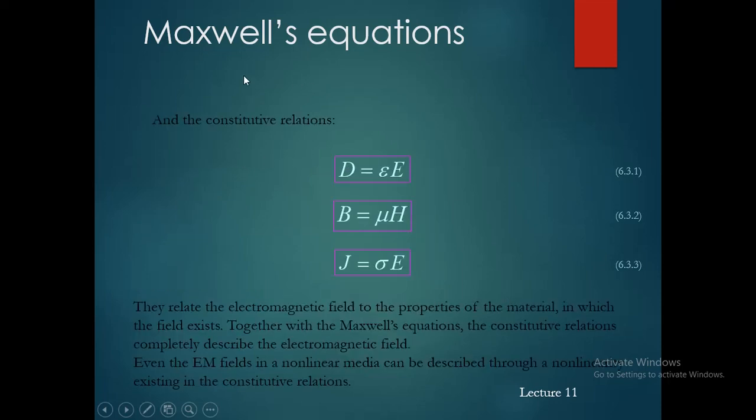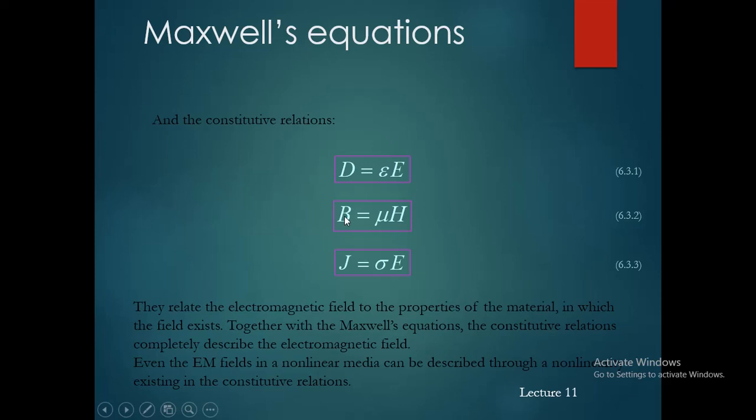and these Maxwell's equations have some constitutive relations. D is equal to epsilon E, and B is equal to mu H, and J is equal to sigma E. So what is D here? D is the electric flux density, E is the electric field strength, and epsilon is the permittivity, and B is equal to mu H.